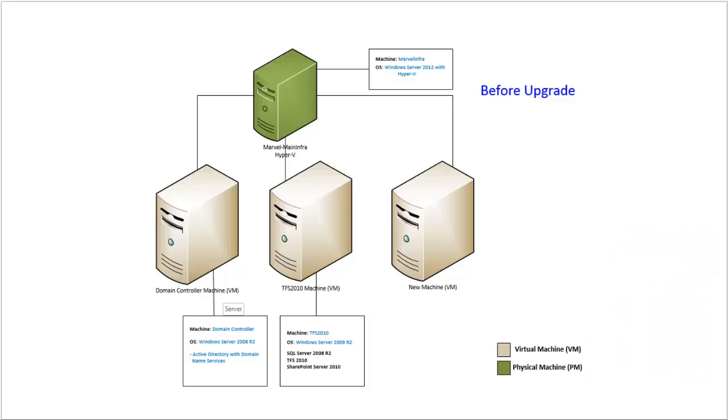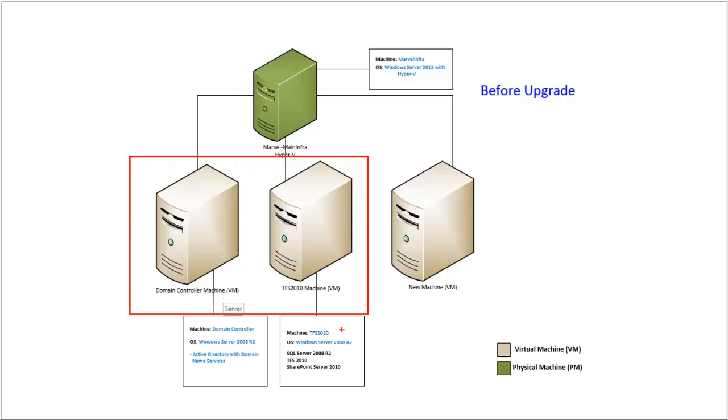This is the system before the upgrade. So the old system consists of these two machines. The first machine is a domain controller that has Windows Server 2008 R2 Service Pack 1 with Active Directory and DNS, of course. The second machine is a TFS 2010 that has SQL Server 2008 R2 Service Pack 1 Enterprise Edition and Analysis Service, Reporting Service.